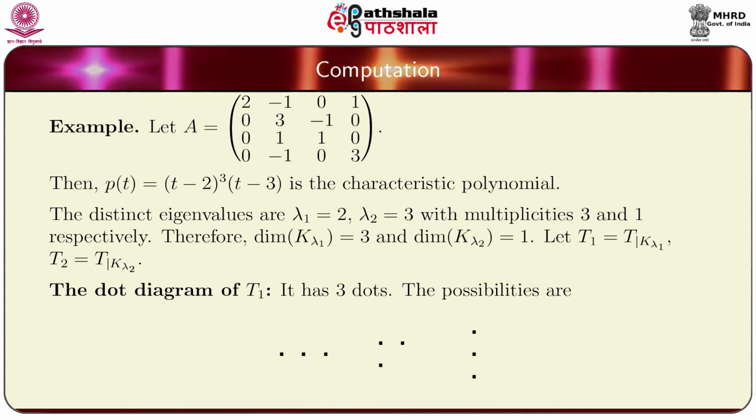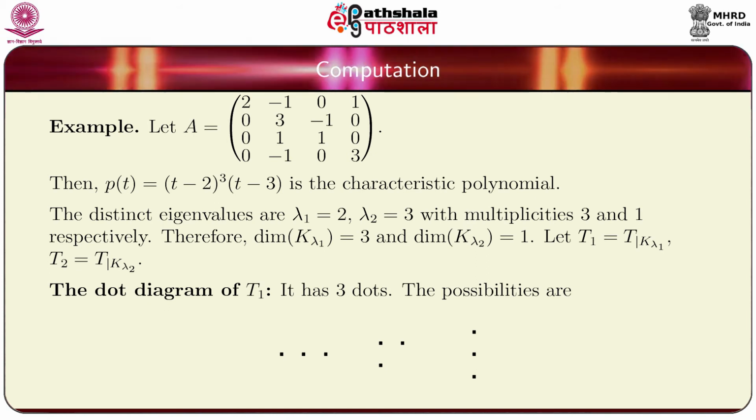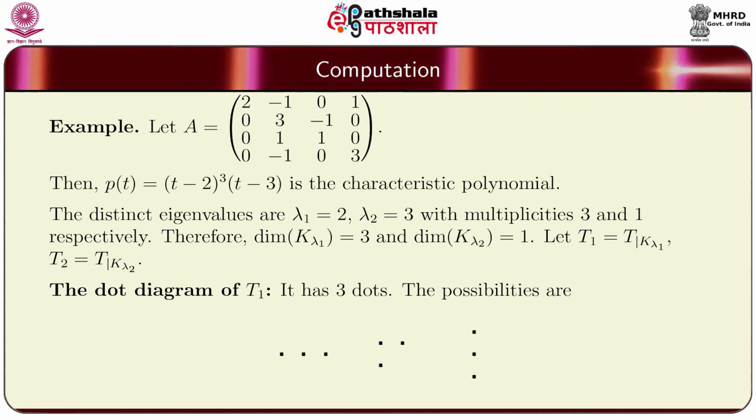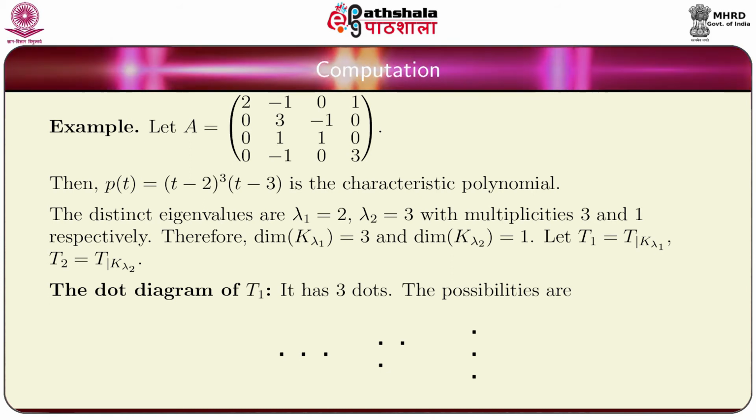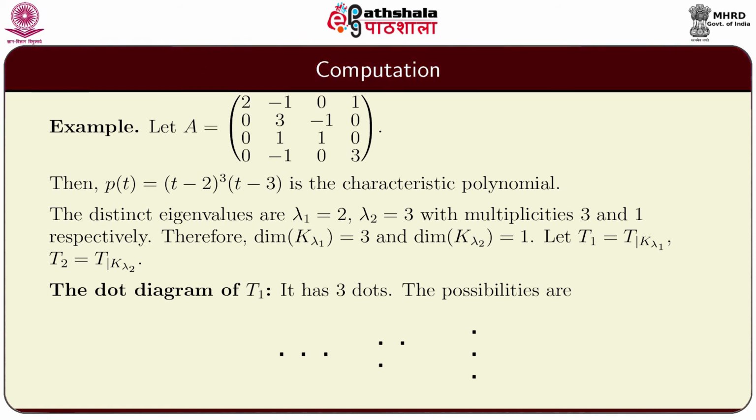Now, the dot diagram of T1 has 3 dots and the possibilities are like this: 1 dot each in 3 columns; then there are 2 columns with the first column having 2 rows and the second column having only 1 row, therefore 3 dots in total. And another option is that there is only 1 column and it has 3 rows.